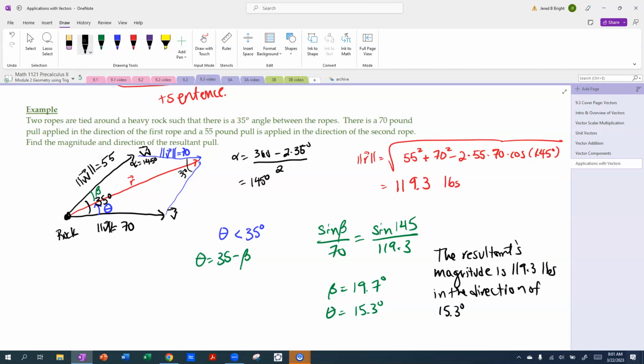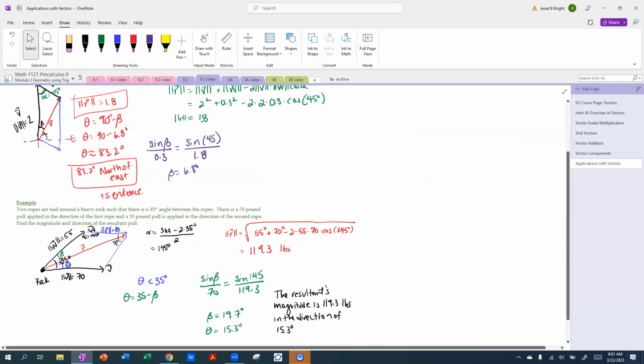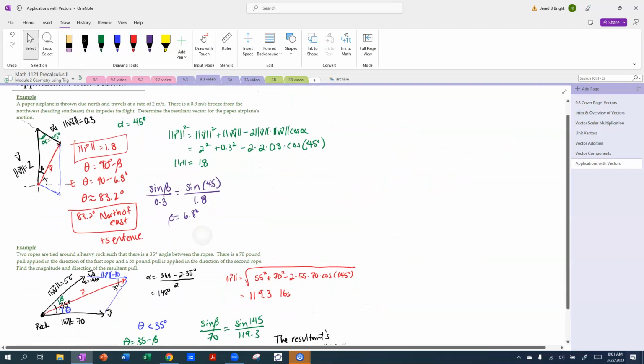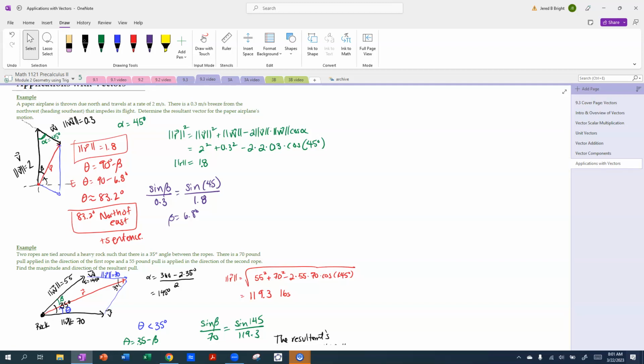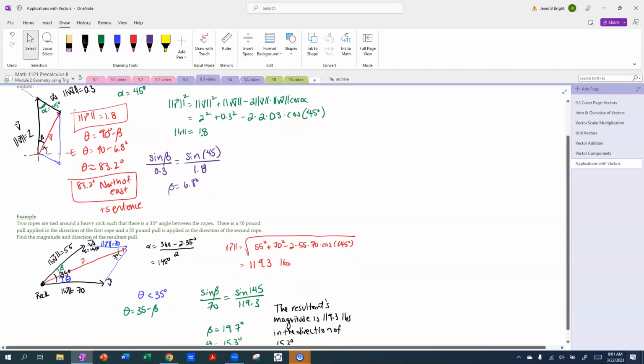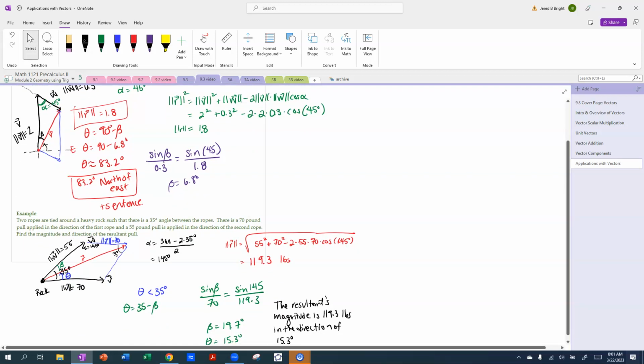But there we go. We have some more examples in context with vectors. So again, drawing them is super important. Remember the parallelogram law. If you're adding them, the resultant is just what you get when you add them. And make use of the law of sines and cosines as we go through. It's kind of a neat application. So there you go. And now we know a little bit more about vectors.